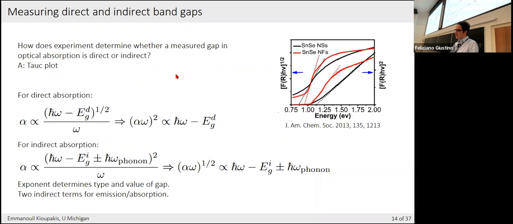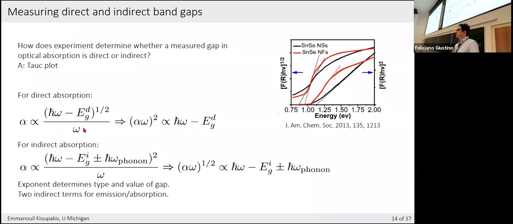So what's the idea behind the Tauc plot? The idea is that if you have direct absorption, your absorption coefficient has an onset at the direct band gap. So if your photon energy is above the direct band gap, you have absorption. And the onset has a square root-like behavior. In contrast, when you have phonons, the dependence goes like the square. It has to do with the different density of states that appears in the equations.